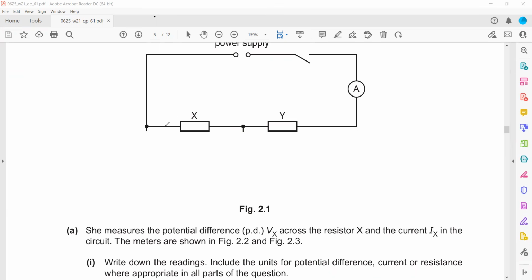So if I connect Z here and I connect the voltmeter like this, that will be wrong. Why is it wrong? Because the voltmeter should always be in parallel. Same thing, if I connect Z here, that is also wrong, because the voltmeter is always in parallel to the component. So there should be a separate connection when we connect a voltmeter, and the ammeter is in series.